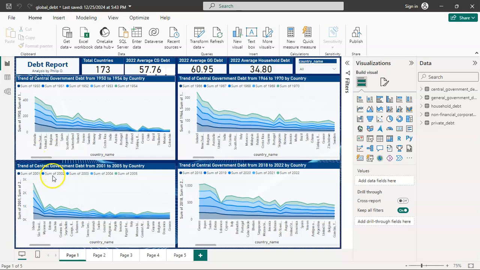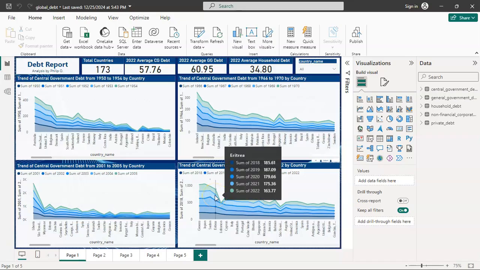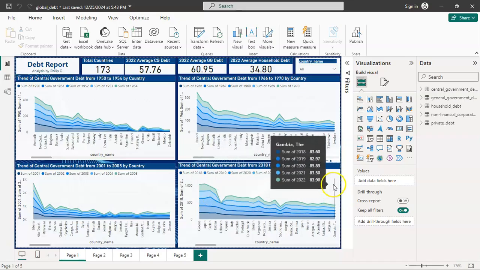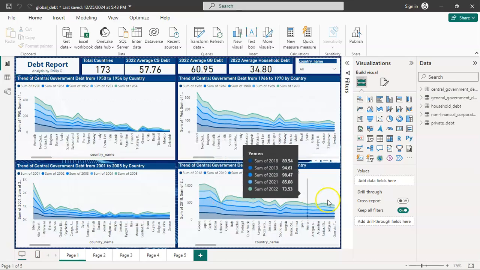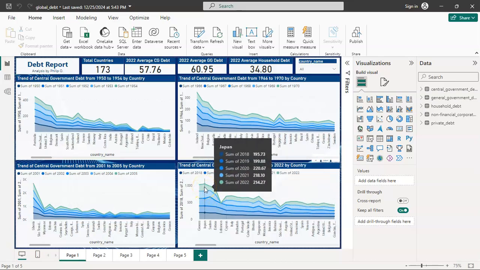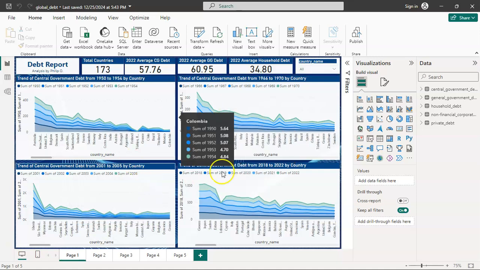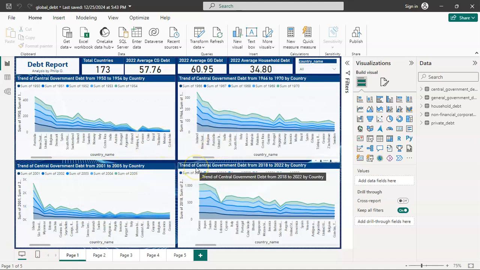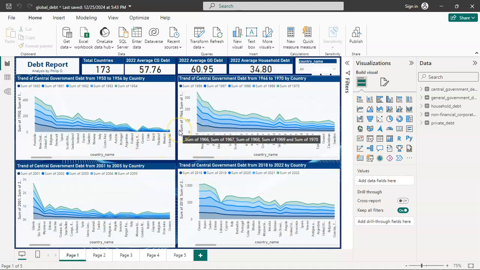The next chart also shows the trend of central government debt from 2001 to 2005 by the countries, and also the trend of central government debt from 1966 to 1970 by the countries, and the trend of central government debt from 2018 to 2022 by country. So this dashboard only presents the debt for central government.